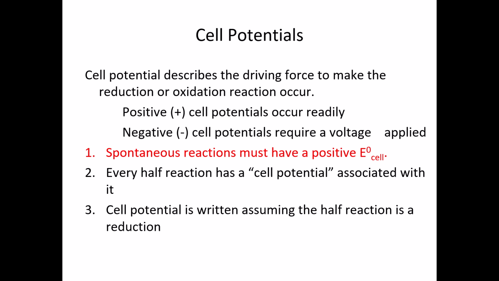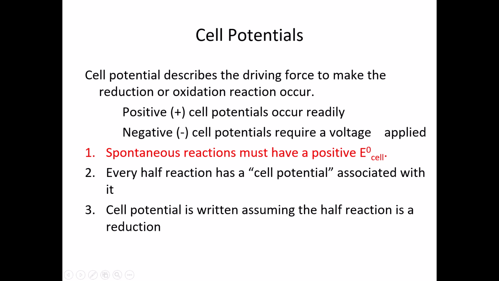A positive cell potential means that we have a spontaneous reaction that can do work, but a negative cell potential means that we have a non-spontaneous reaction that cannot do work but needs work done to it. So our spontaneous reactions have a positive E cell value. E cell is our cell potential.